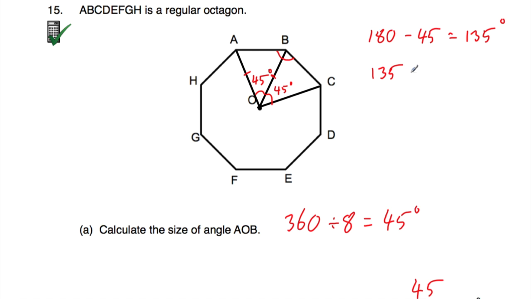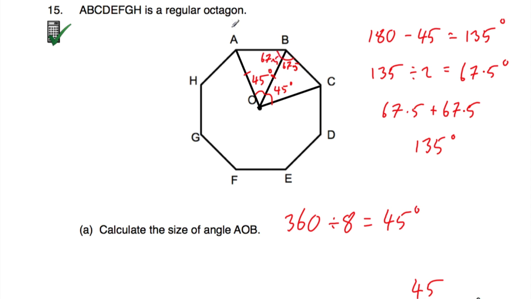And then if we do 135 divided by 2, now this is a calculator question, so that's quite nice, that's equal to 67.5 degrees. So this angle is 67.5 degrees, and this angle is 67.5 degrees. And if we add those two angles together, 67.5 plus 67.5, that would tell us the size of this angle here. And 67.5 plus 67.5 is 135 degrees. So the angle ABC is 135 degrees. So that's one way you could have done that question.